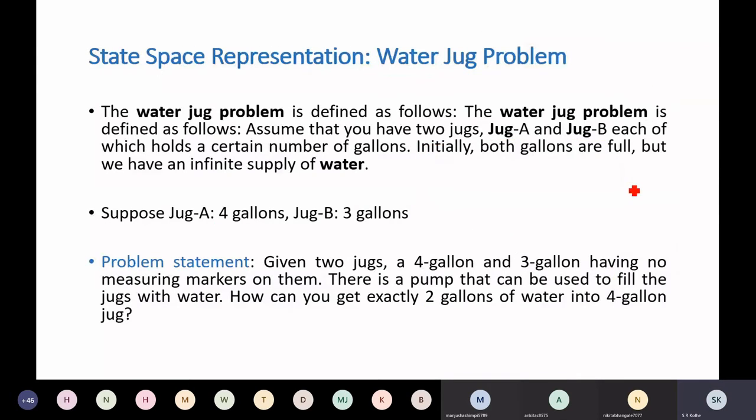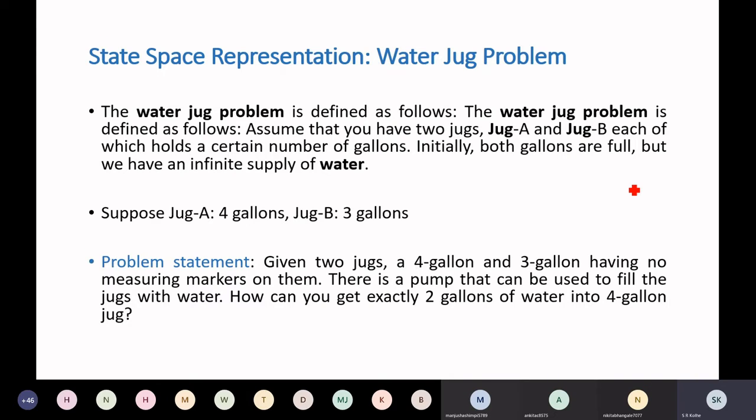Yes, sir. Two jugs are there. There are no marks on those jugs. 4 gallon and 3 gallon jugs. There is a pump with which you can pour water into the jugs. Initially jugs may be full or they may be empty. Your job is to fill exactly 2 gallons of water into the 4 gallon jug.